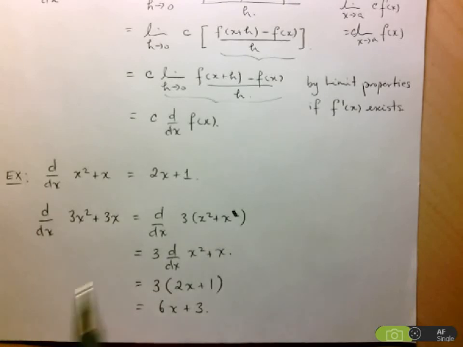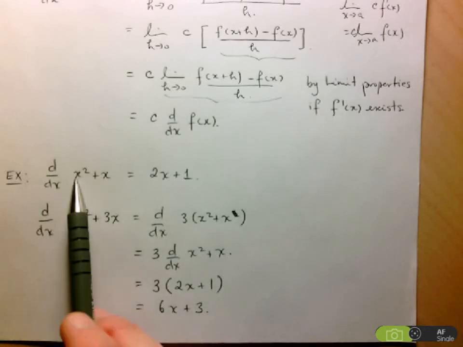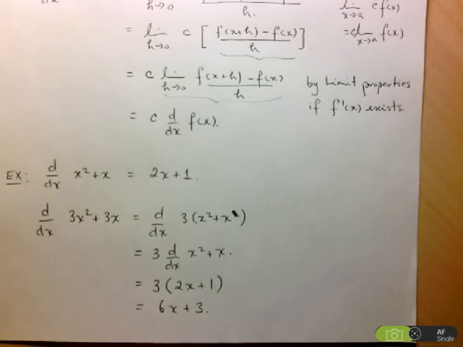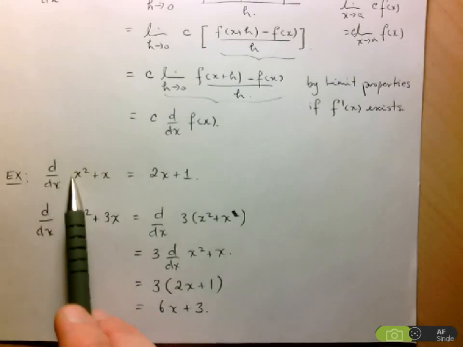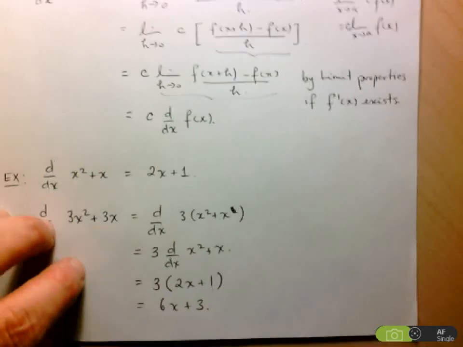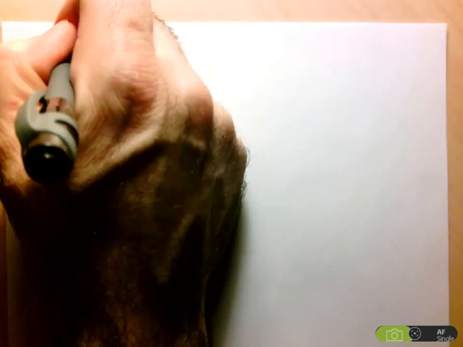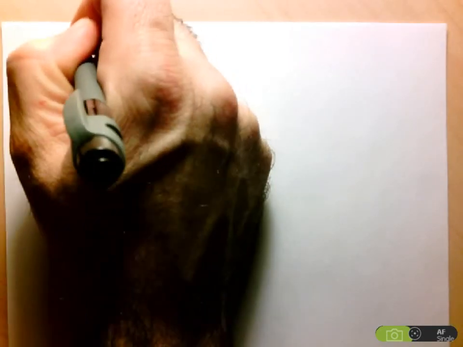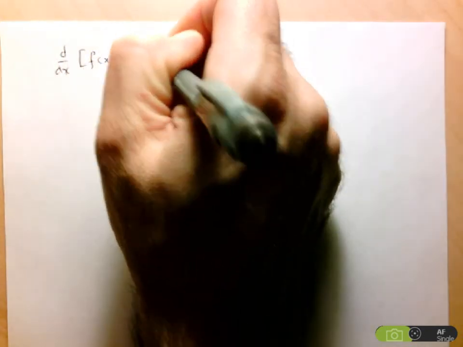So it would be great if we can take this further and show that we can just break up x squared plus x into its simpler terms. In other words, show that the derivative of a sum of two functions is just the sum of the individual derivatives. So let's see if we can actually prove that. Our goal here is to determine the derivative of the sum of two functions.